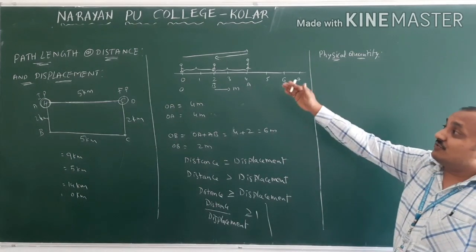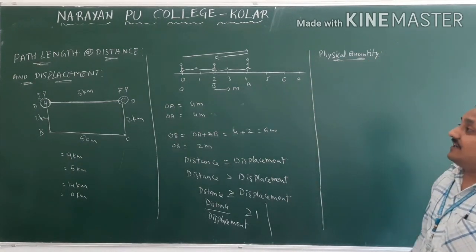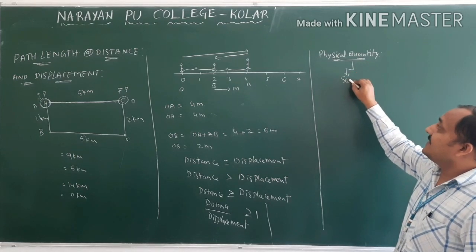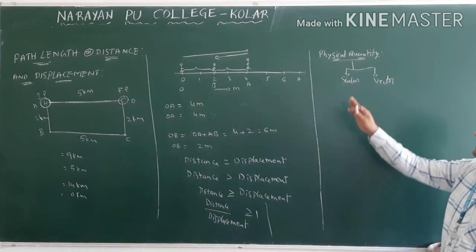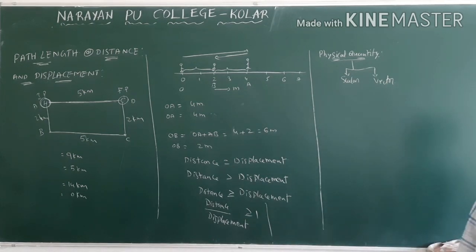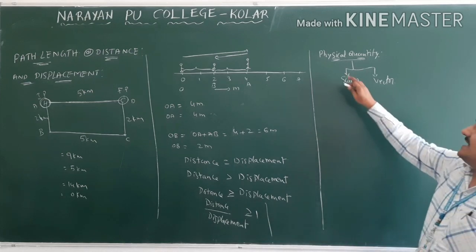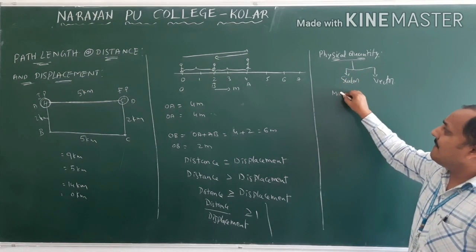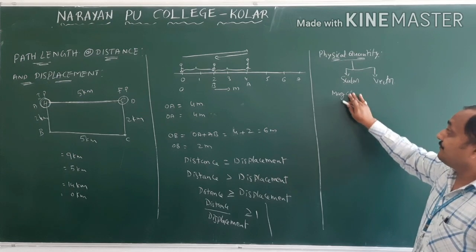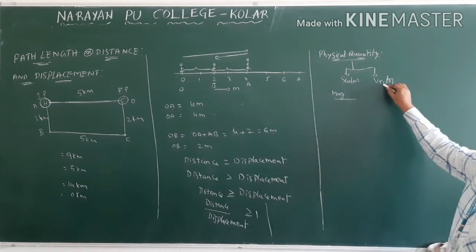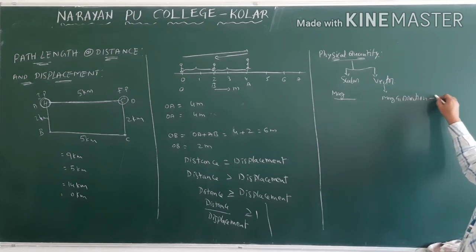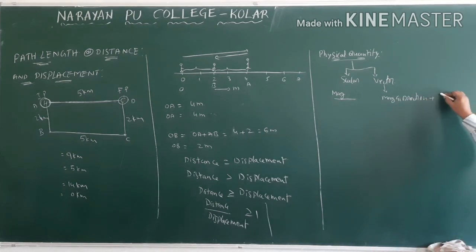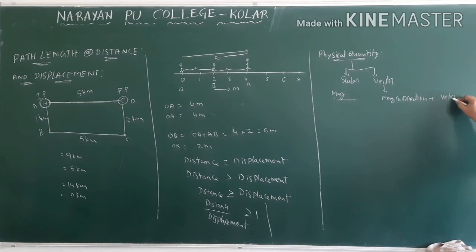Now, these physical quantities can be divided into two ways. One is scalar, another one is vector. What is meant by scalar? What is meant by vector? I think you came to know up to 10th class. Scalar means the physical quantity which is having magnitude and only magnitude. Vector means both magnitude and direction. For this another condition also will be there: it should obey laws of vectors.